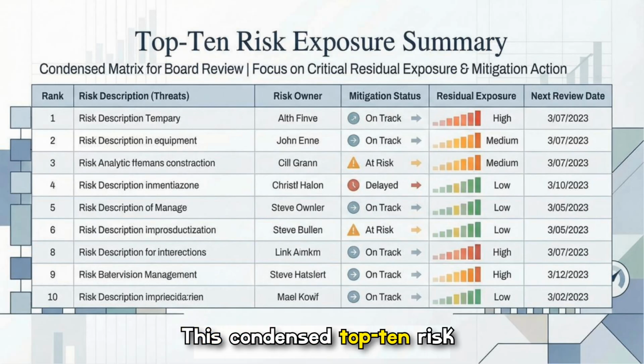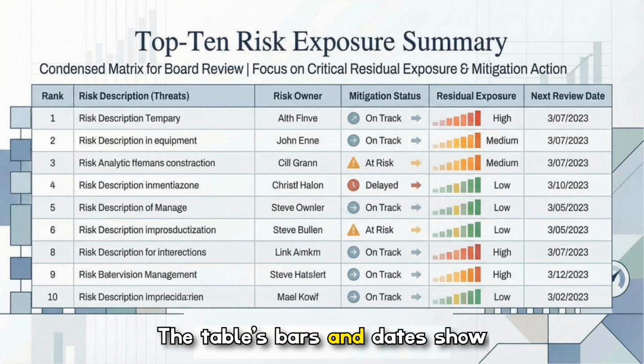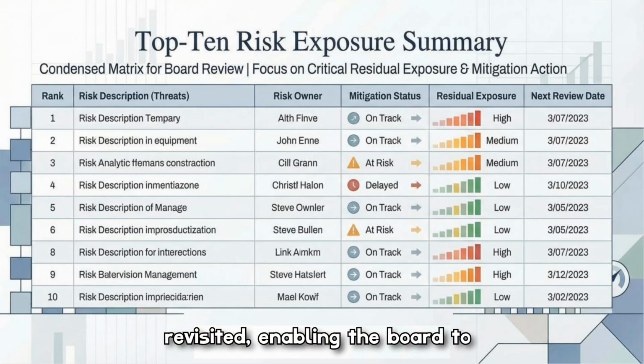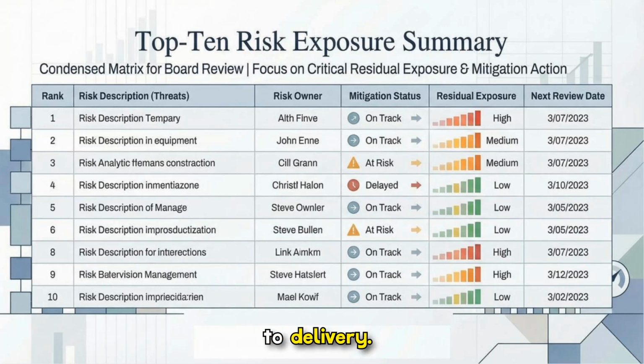This condensed top 10 risk matrix is designed for board review, highlighting critical residual exposures, mitigation status, and owners at a glance. The table's bars and dates show which risks are trending high or stable and when they will be revisited, enabling the board to focus attention and resources on the threats that matter most to delivery.